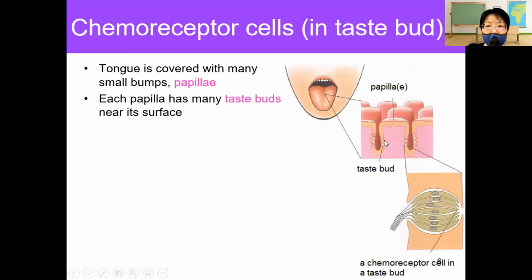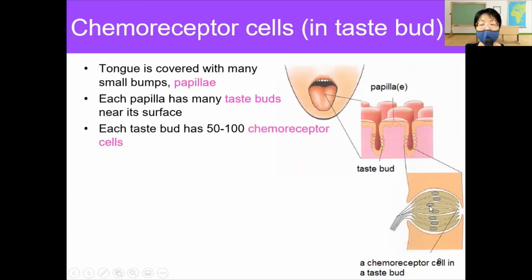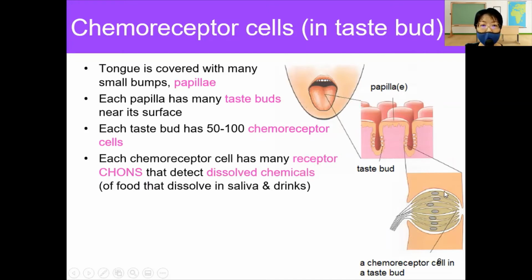At the side here, which curves inwards, inside here, there are many taste buds. So this is one taste bud. This is another. This is another. This is an enlarged portion of one taste bud. And inside one taste bud, you can find a group of chemoreceptor cells. Each taste bud has about 50 to 100 chemoreceptor cells, and each chemoreceptor cell has many receptor proteins on the membrane that can detect the dissolved chemicals of the food that dissolve in saliva and drinks.